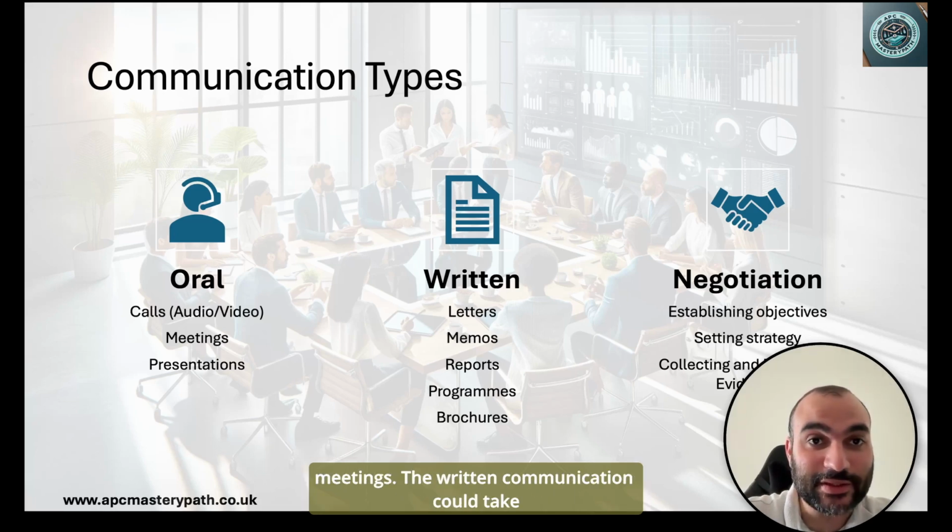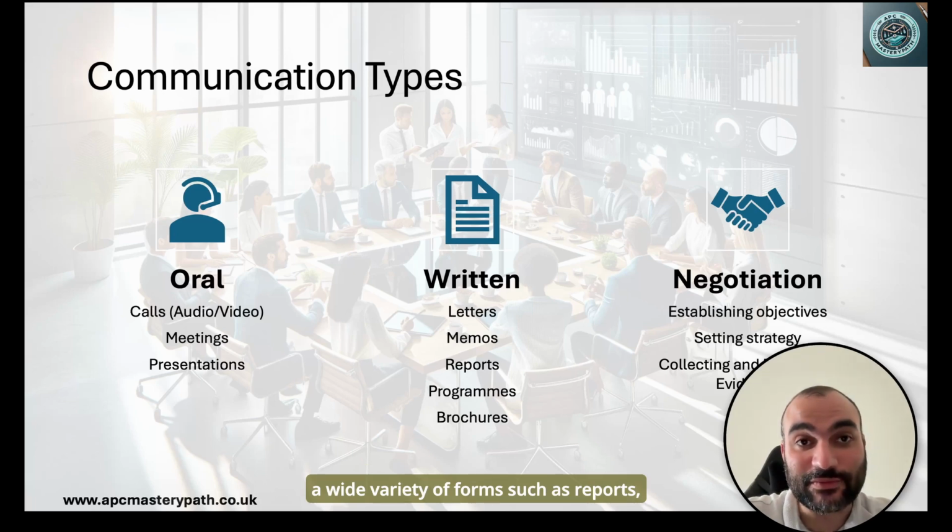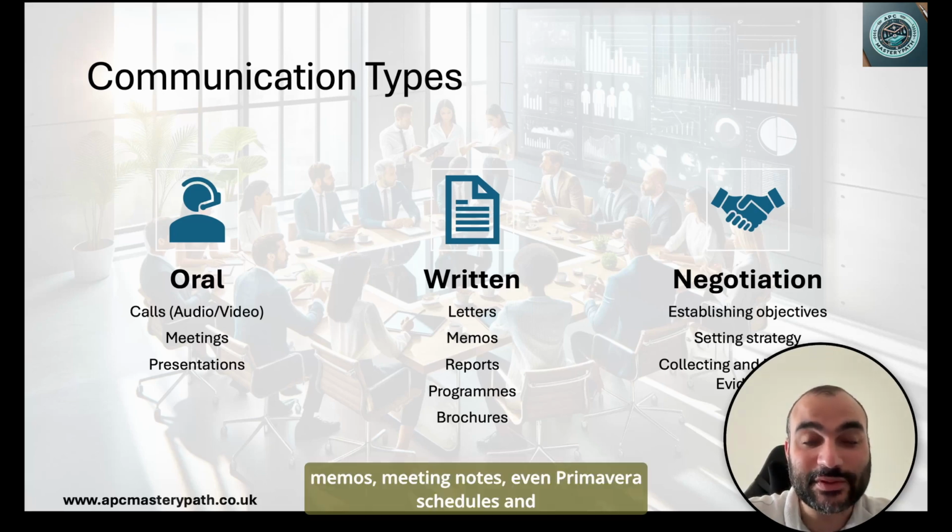The written communication could take a wide variety of forms, such as reports, memos, meeting notes, even Primavera schedules and programs, and brochures, as well as flyers and pamphlets.